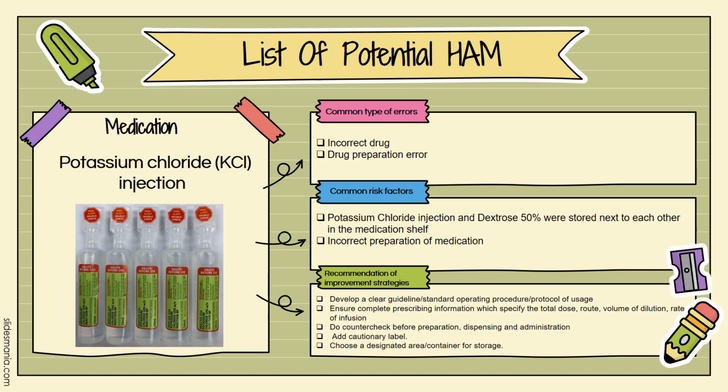The recommendation of improvement strategies is to develop a clear guideline or SOP of usage, ensure a complete prescribing information which specifies the total dose, route, volume of dilution, and rate of infusion, counter check before the preparation, dispensing, and administration, add a cautionary label, and choose a designated area or container for storage.